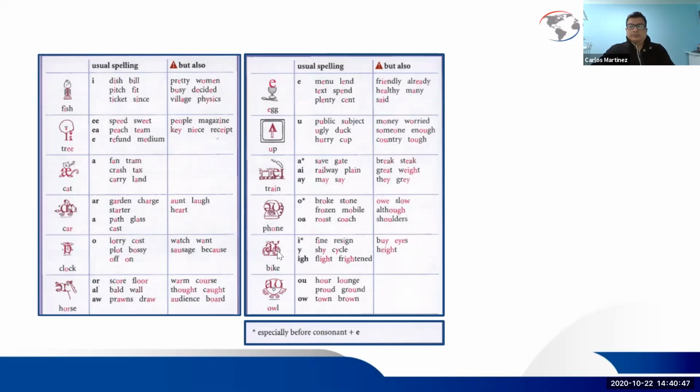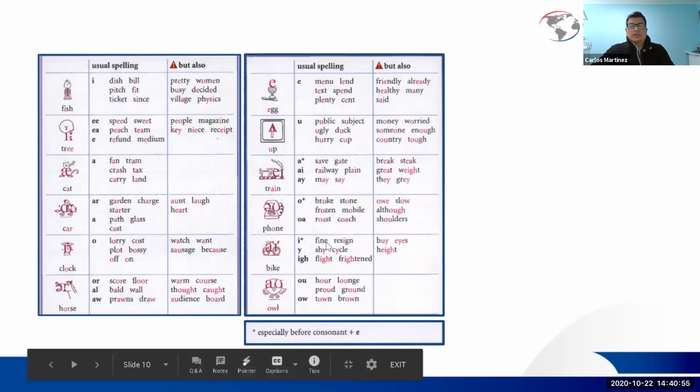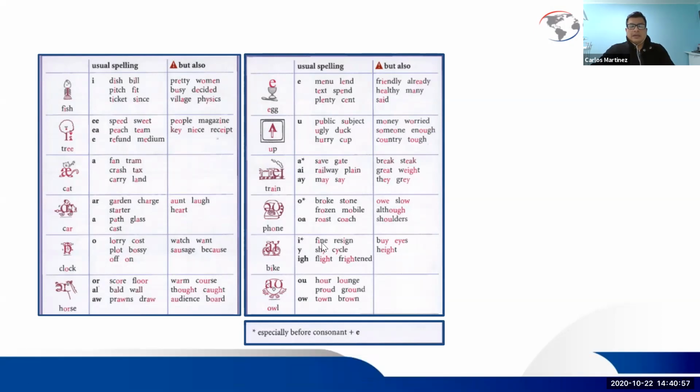Then we have the letter I, again, when it is before a consonant and E. I, consonant, E. So this is I: fine, resign, shy, cycle, okay? Then we have IGH: flight, frightened.